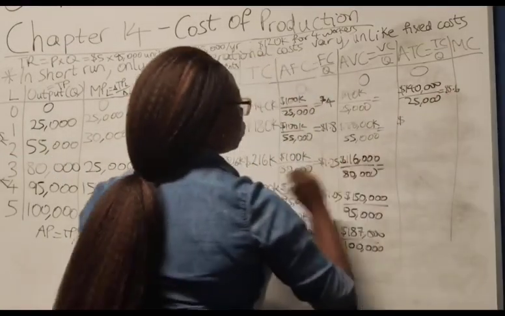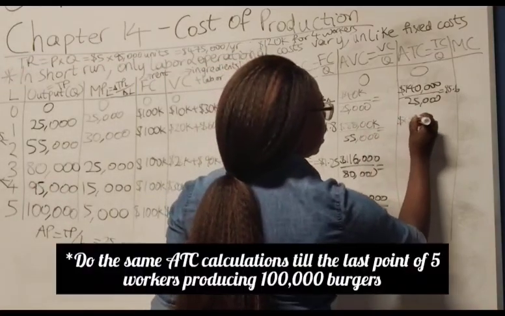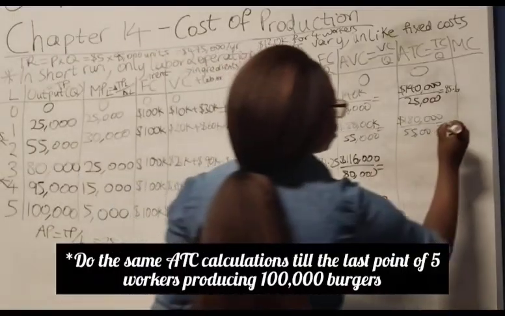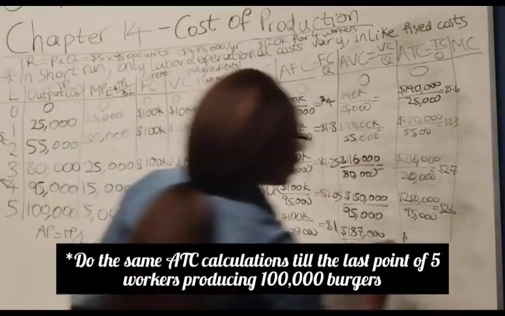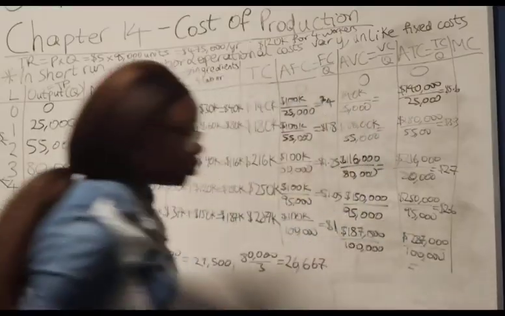The same concept for the second one. Total cost at 55,000 burgers produced is 180k. So 180k divided by 55,000, and that's going to give you $3.3. And at the fifth level, you have $287k divided by 100,000 produced, and that's going to give you 2.87.